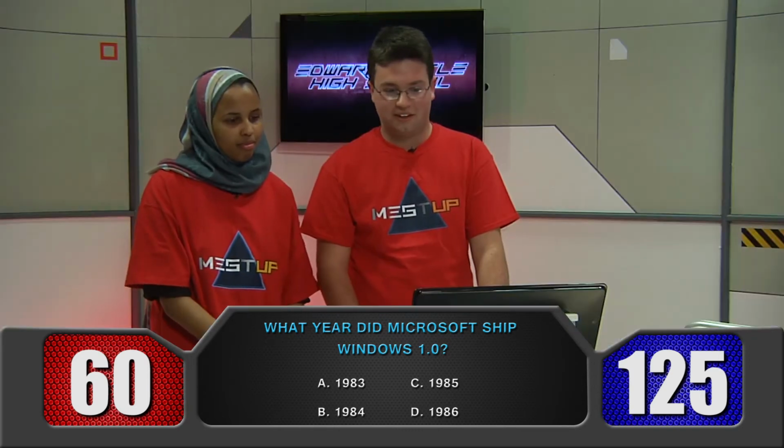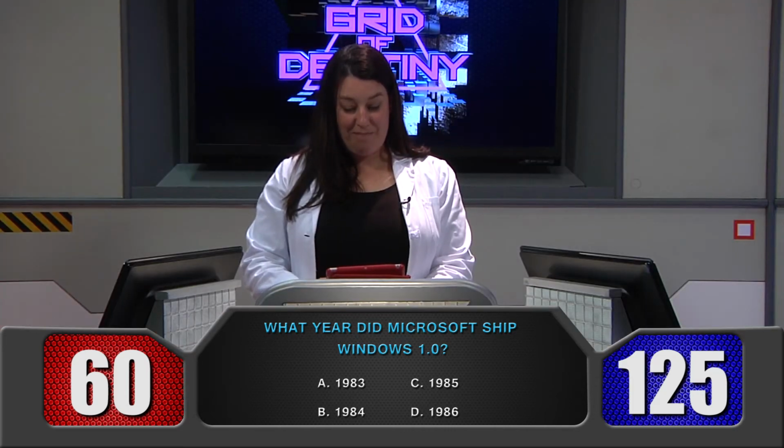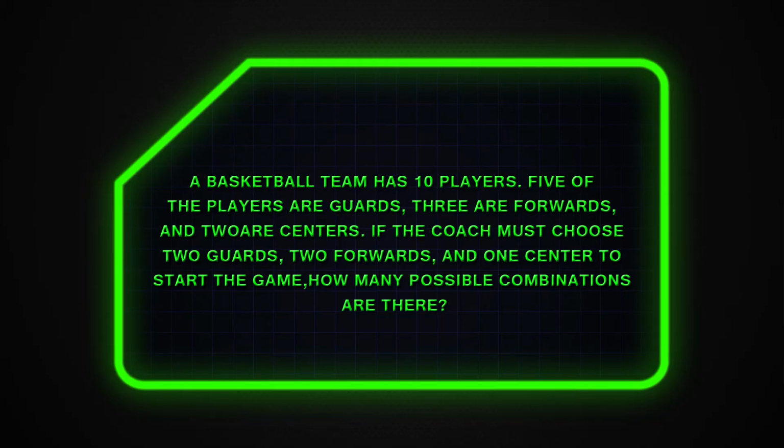Your choice. Math for 25. Oh, all right, switching it up. A basketball team has 10 players. 5 of the players are guards, 3 are forwards, and 2 are centers. If the coach must choose 2 guards, 2 forwards, and 1 center to start the game, how many possible combinations are there?